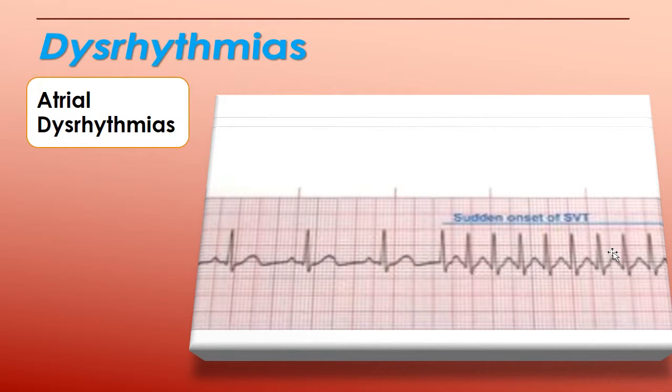The heart rate is going to be between 100 to 280 in adults. The P wave may not be visible during an SVT, because it's embedded in the preceding T wave.